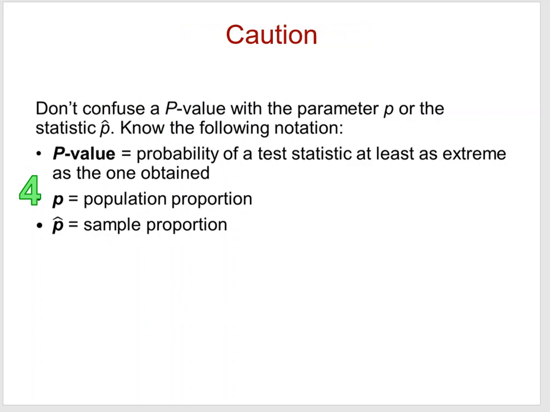Okay? Please be careful. There's a lot of p's floating around in this class. P-value, the probability of a test statistic at least as extreme. The symbol P, population proportion. P-hat, the sample proportion. Make sure you're clear on what those are.